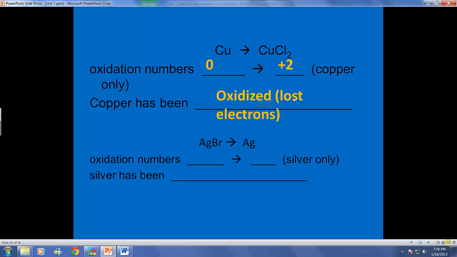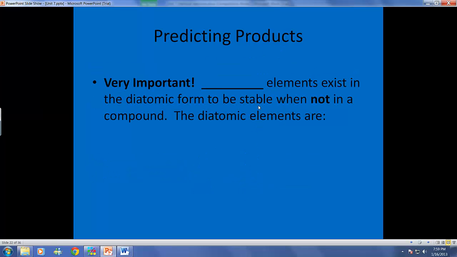Okay, look at our other example then. Look at the silver. What happened with the silver? Silver went from a +1 in this one, and then over here it is a 0 because it's just elemental silver. Look what happened to your oxidation number. It decreased. And why is that? Because it gained a negative electron. So we say that silver has been reduced because it gained electrons to get back to that elemental state. A redox reaction is when you see a change in the oxidation numbers.